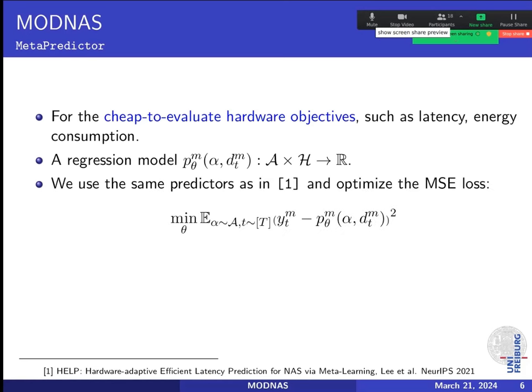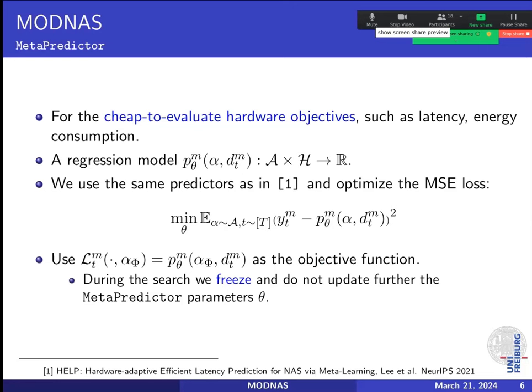How we optimize this is pretty simple, similar to HELP as well. We optimize the mean squared error loss, and to do this, we sample at each mini batch iteration of the model training an architecture and a device type. So we don't do a MAML style update as in HELP, but we just optimize for the expectation across all devices and architectures.